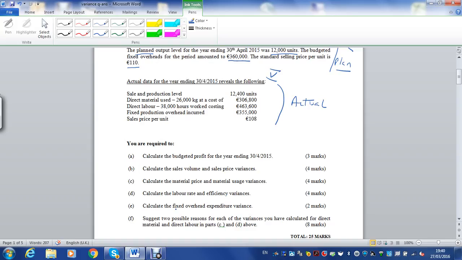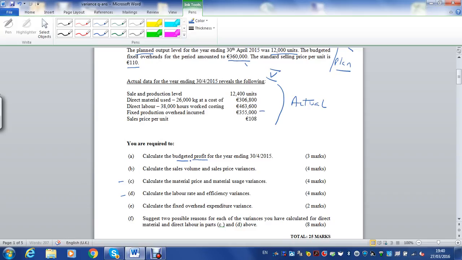And finally then, fixed overhead expenditure, the variance there. Now that one is a quite straightforward one. It's actually, there it is on the page. It's the difference between that figure and that figure. It could be a lot more complicated, but in this case it's straightforward subtraction. And then we talk about possibilities of why these occur between C and D based on our answers. And that's basically if they're adverse or favourable. So the first thing is to work out the budgeted profit.